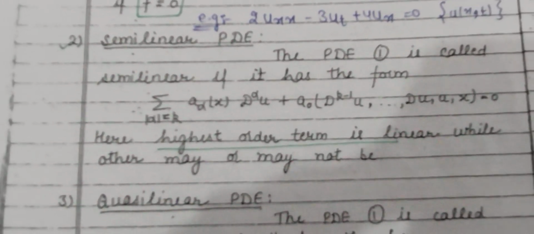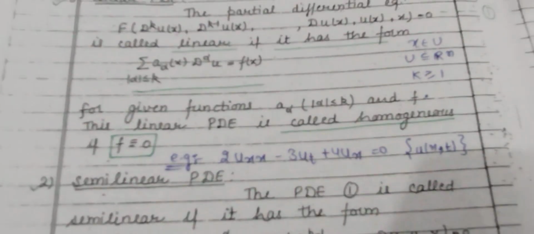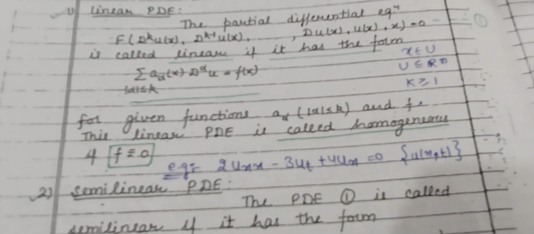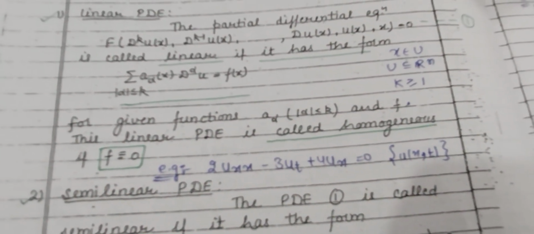The first is semi-linear partial differential equation. The partial differential equation 1 is called semi-linear. One is this: F(D^k u, D^(k-1) u, ..., Du, u, x). Equation number 1, we have pointed it out.